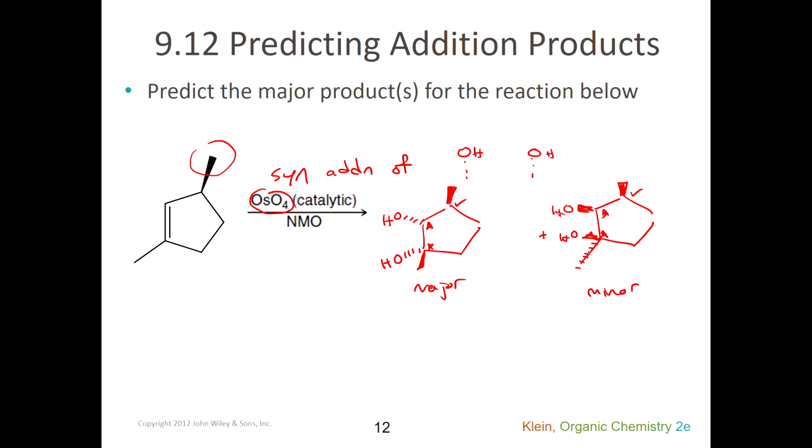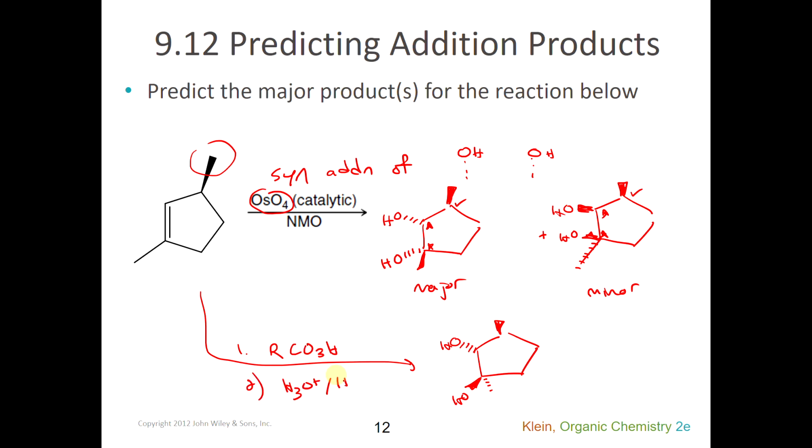But I'm not going to draw any product where the OH groups end up anti to one another. If I wanted to make this, I would have to react the alkene with the peroxy acid followed by H3O plus and water. That would give me the anti-addition of the two OH groups across the pi bond. So I've either got to memorize that, or I've got to understand the mechanisms enough to recognize one of those reactions gives me syn addition and the other gives me anti.